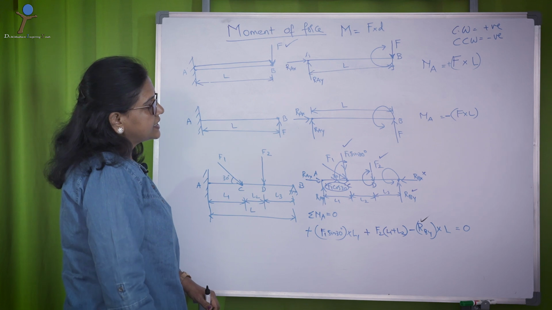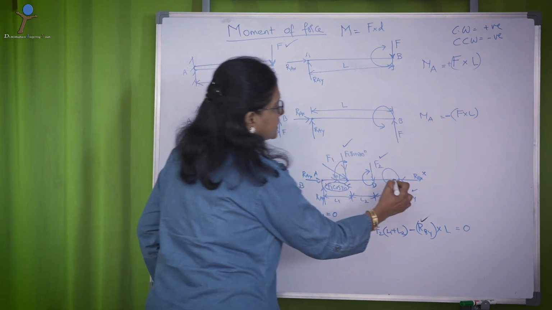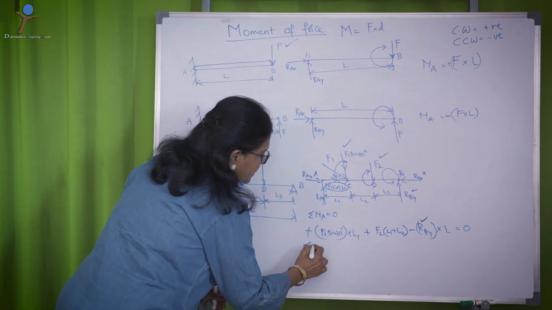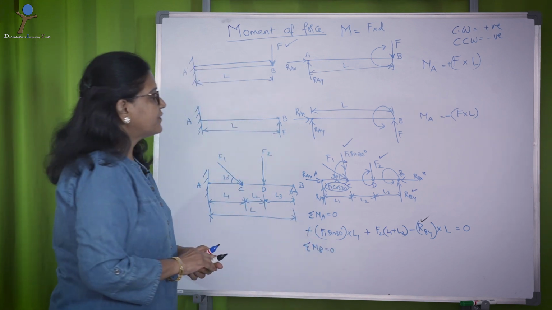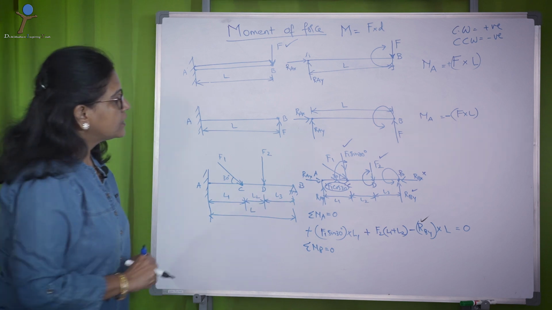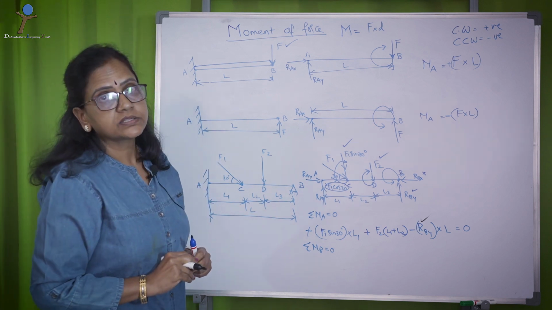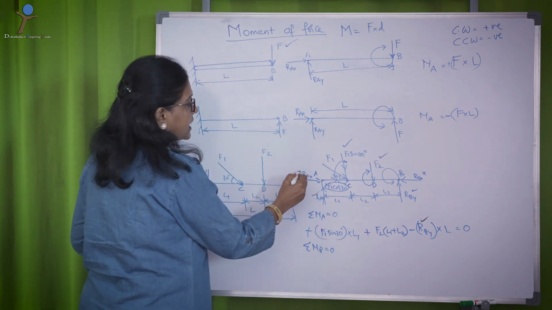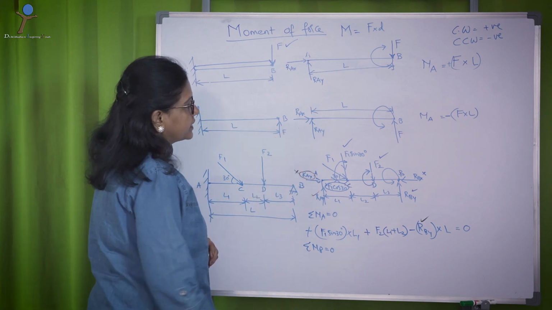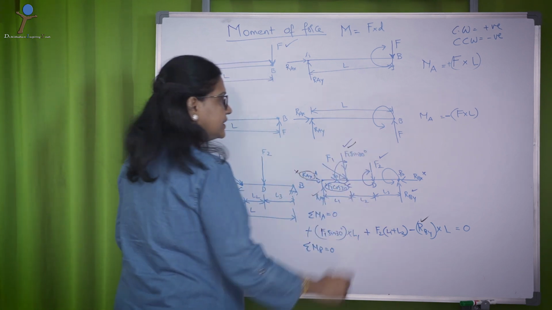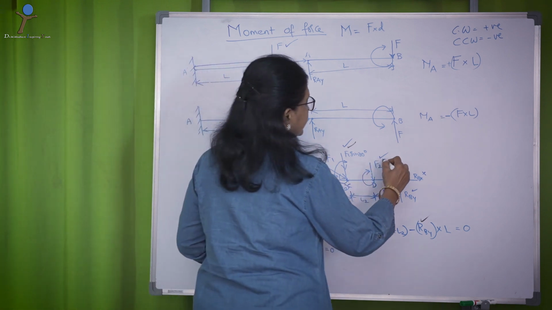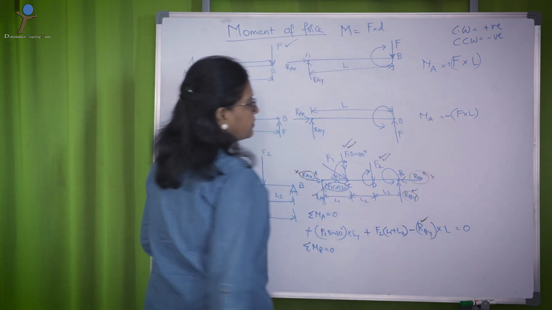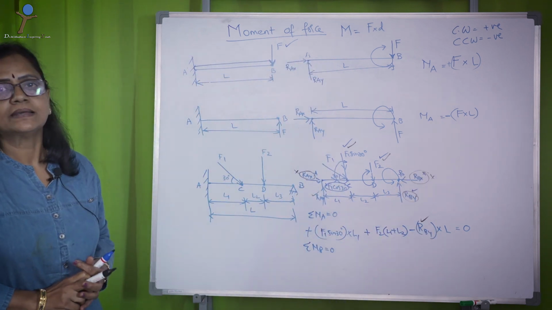Now, let us take moment about B this time. That means sigma MB equal to 0. So, when you are taking moment about B, let us understand what are the forces that again contribute. RAY can give moment, but RAX does not give moment. F1 sin 30 can give moment, F2 can give moment, but RBX and RBY both cannot give moment because that is the moment center.